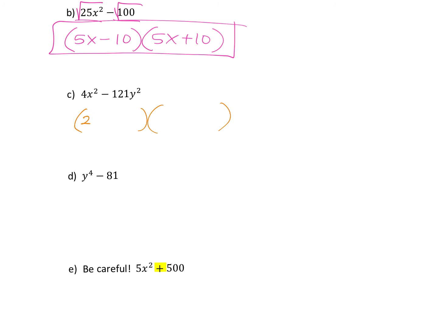2x minus 11y and 2x plus 11y. You like to put the minus first. I like to put the plus first. 2x plus 11y or 2x minus 11y. And then the other one, 2x minus 11y or 2x plus 11y. So one of each, right? Just make sure you pay attention to the fact that they put a variable in that second term, which doesn't happen often, but it does happen from time to time. Make sure you're using that variable when you square root.